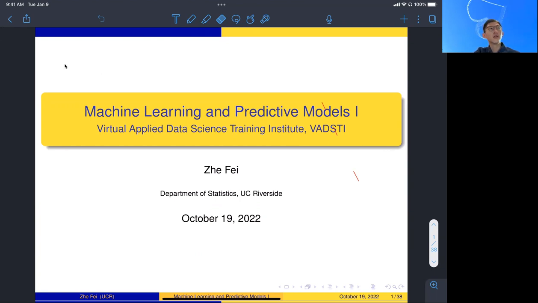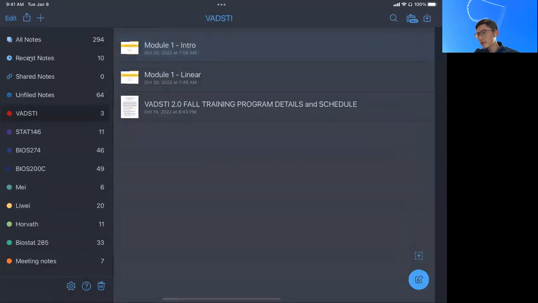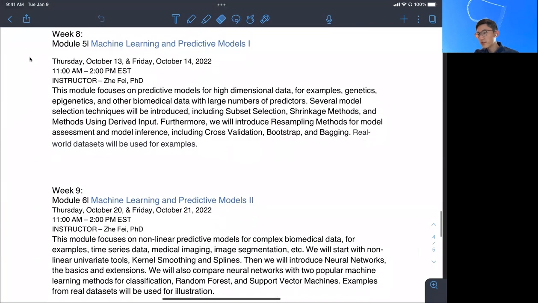Thanks all. So we could go back to some of the descriptions of the 2 modules to give an overview of what I'm going to talk about. So for the first module, I will start with predictive models for high-dimensional data. These high-dimensional data, we consider them, they are everywhere in today's research, especially data science research. We could see a lot of high-dimensional data, for example, in genetics, epigenetics, and other biomedical data.